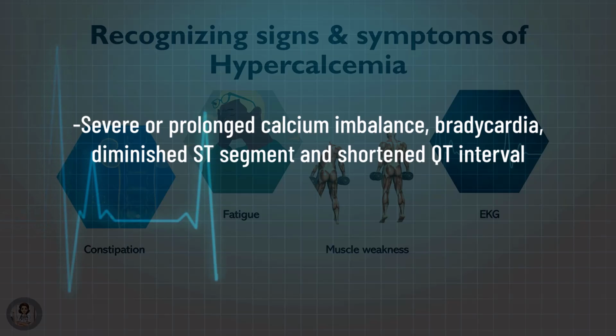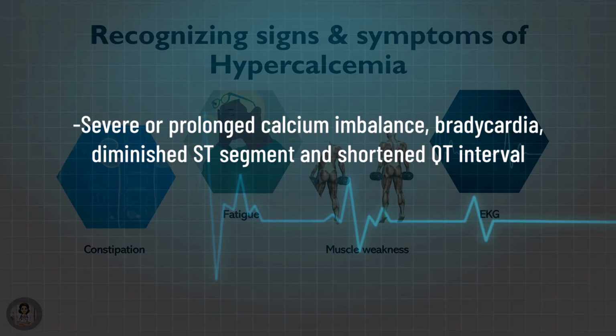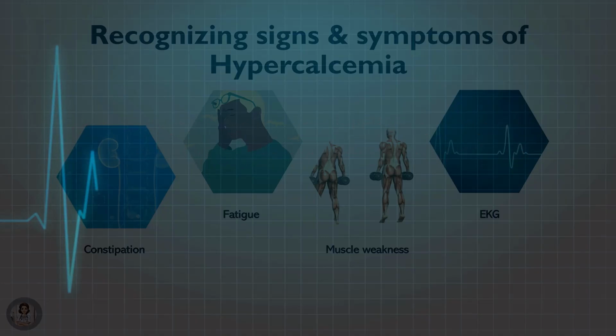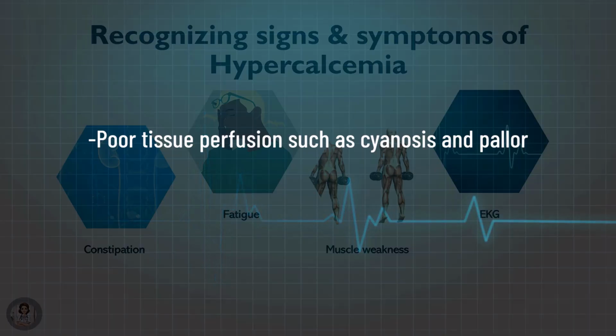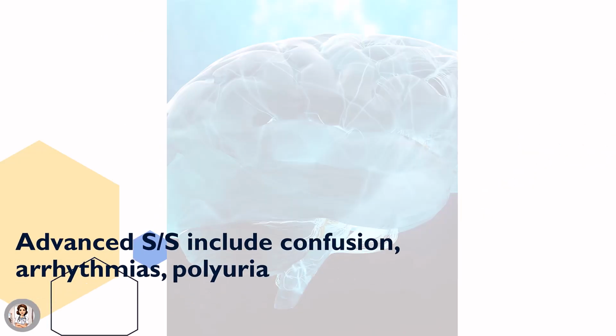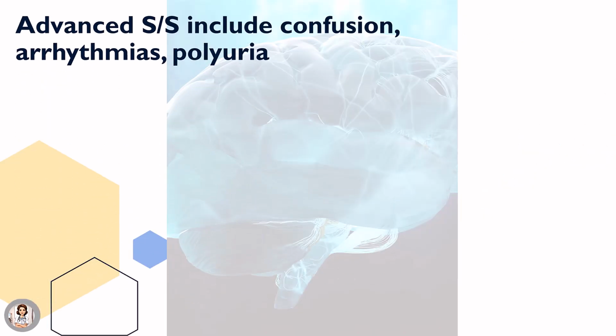On an EKG, look for bradycardia. Also look for signs of decreased or diminished ST segment and shortened QT interval. Also observe for indications of poor tissue blood flow or tissue perfusion, such as cyanosis and pallor. Advanced signs and symptoms include confusion, arrhythmias, and polyuria. For cardiac symptoms, assess EKG for dysrhythmias, particularly shortened QT interval.